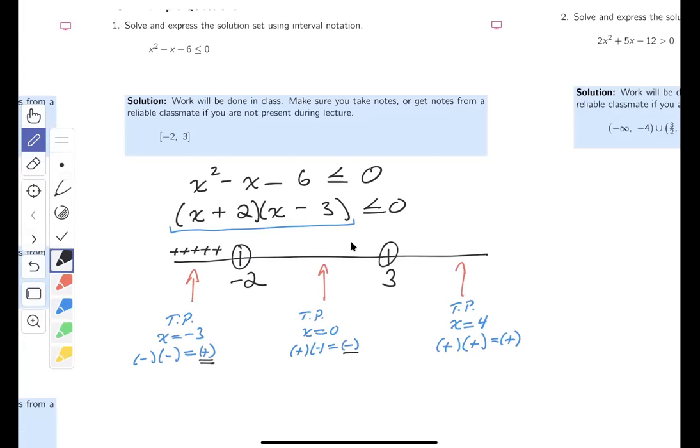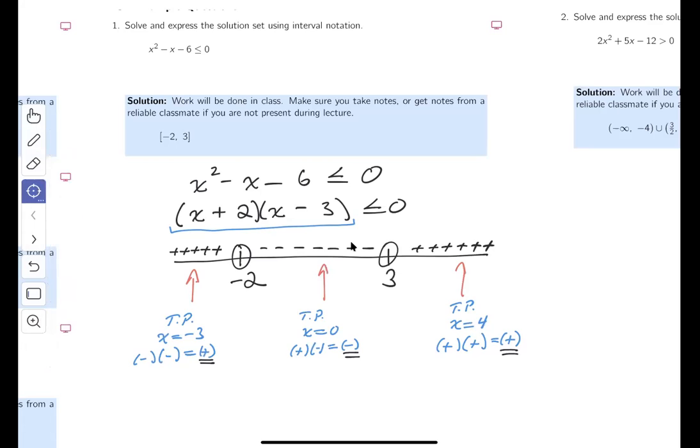The interval between minus 2 and 3 is negative. The interval above 3 is positive. I'm doing one. Now comes the story. There's a question to it.